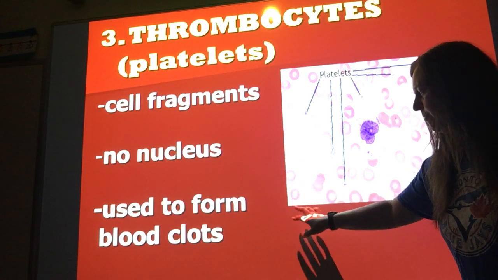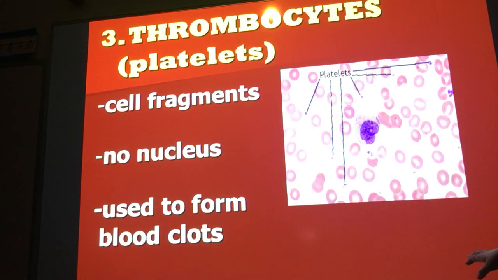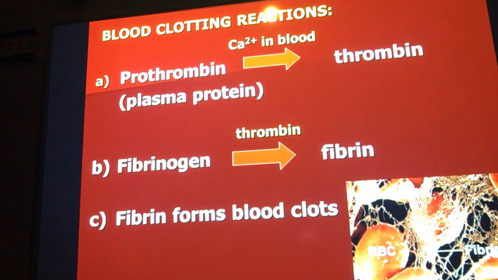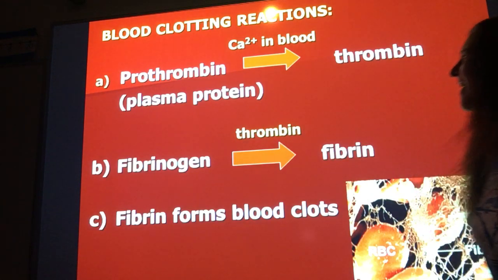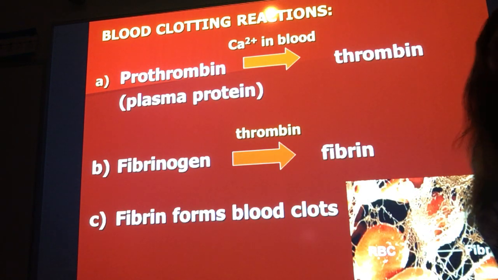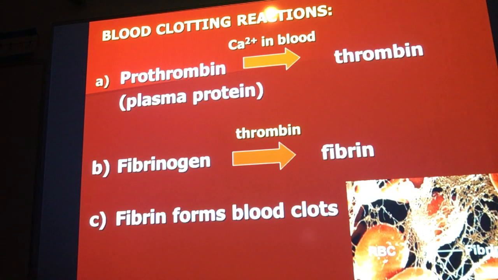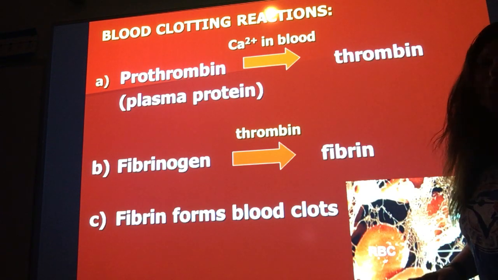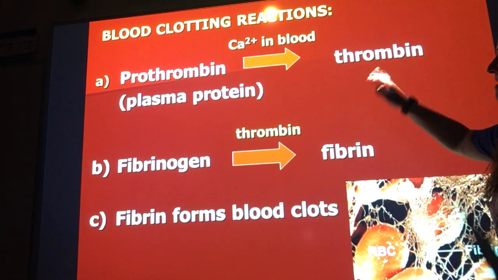So it's going to form blood clots, and then they are produced in the bone marrow. We have already talked about the bone marrow a few times. Okay, so here's some chemistry in our biology class. So a blood clot is a three-step reaction. So it's a multi-step reaction.